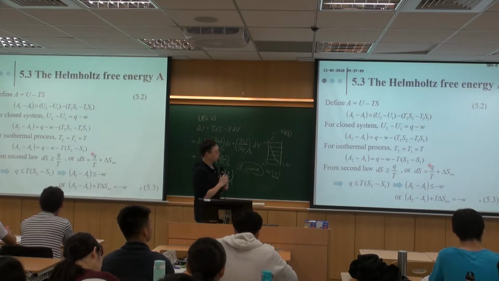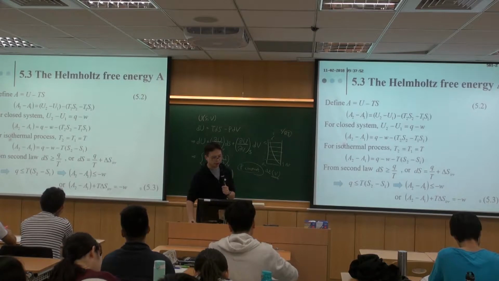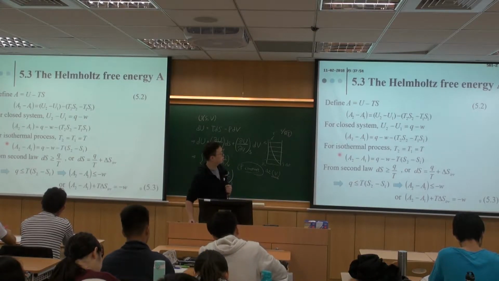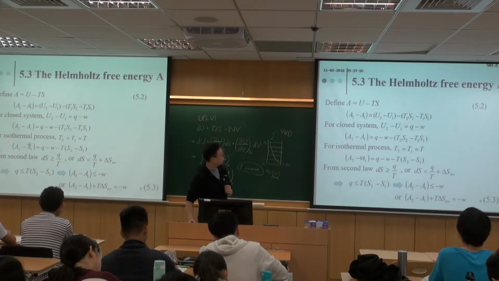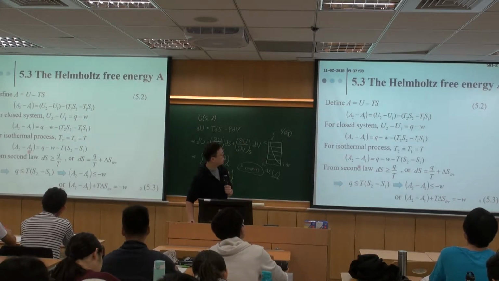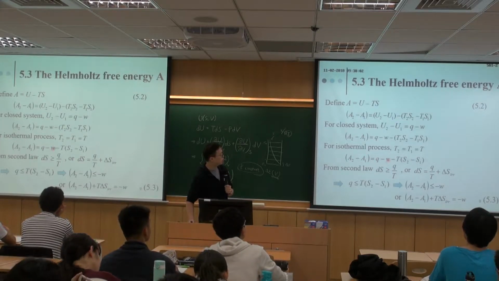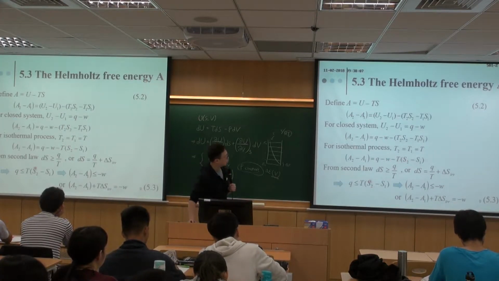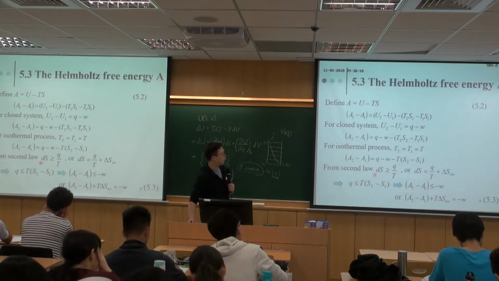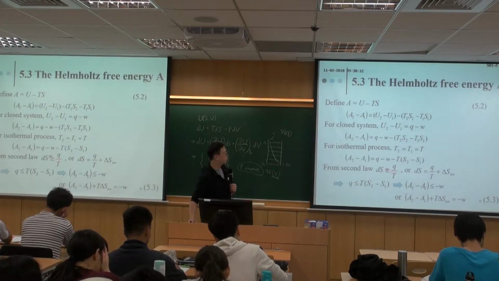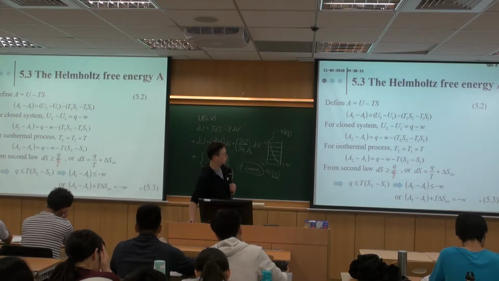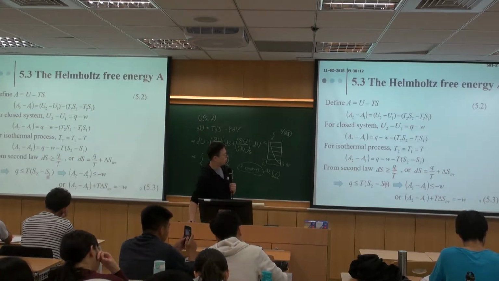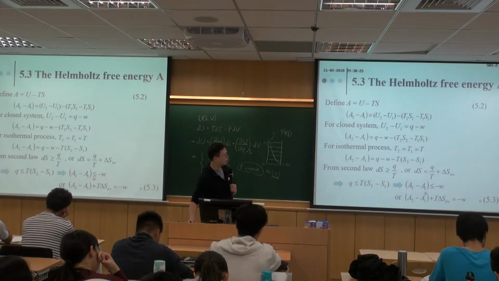Okay? So if we're dealing with a constant temperature or isothermal process, it means that the change of Helmholtz free energy is Q minus W minus T delta S. From the second law, we also know that delta S should be no less than Q over T. Therefore, if you replace these things into this expression, you'll retrieve this term.